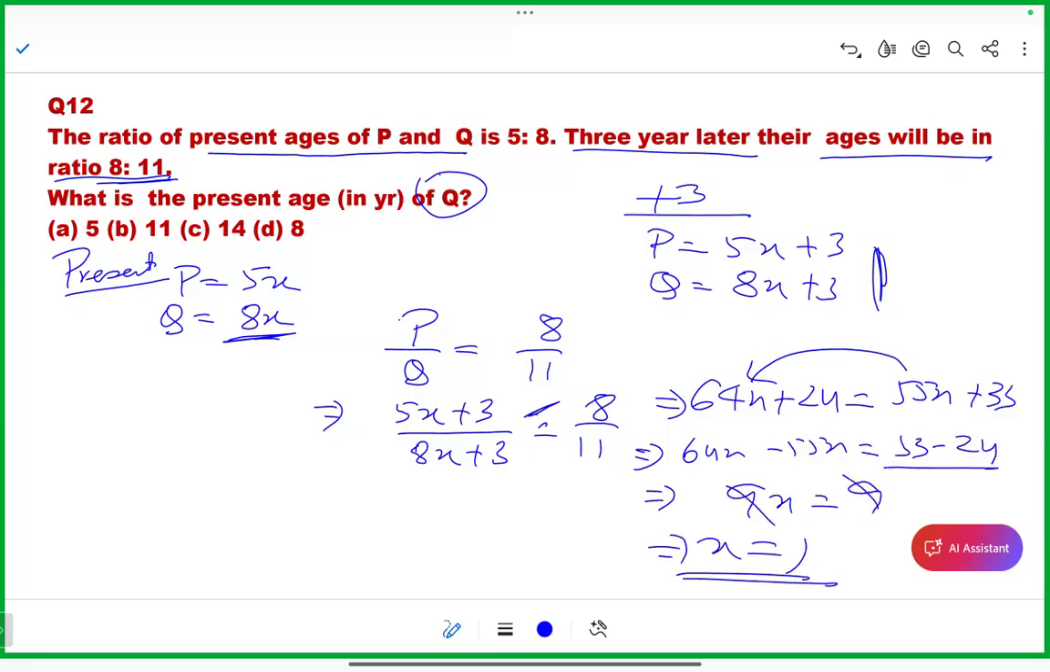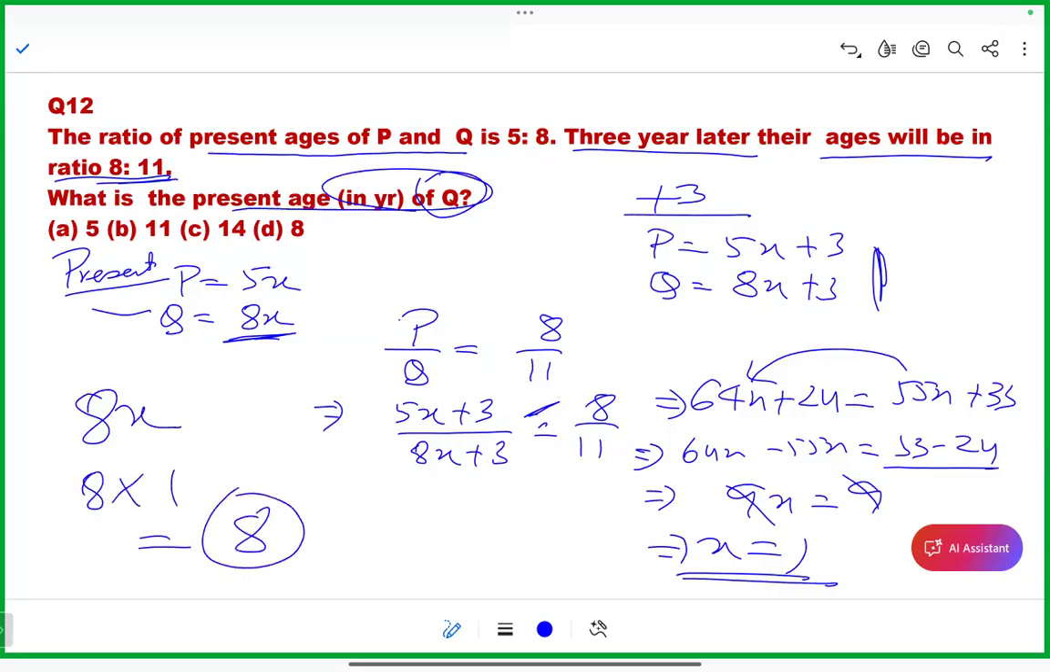So what are we supposed to find? Present age of Q. Present age of Q is 8x. So 8 into 1 equals 8. So the answer is D. Just have a look. Yes, we do look to solve questions fast, but I've solved the calculation part quickly, because if you know the explanation, that's it.